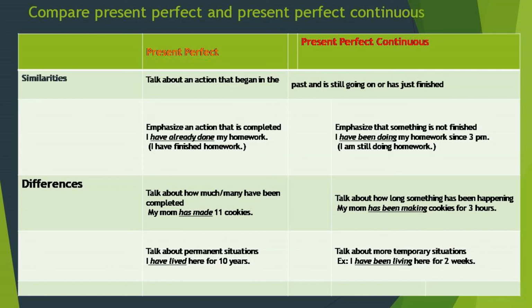Again, in case of present perfect tense, we talk about permanent situations, like I have lived here for 10 years. And in case of present perfect continuous, we talk about generally temporary situations. I have been living here for 2 weeks.